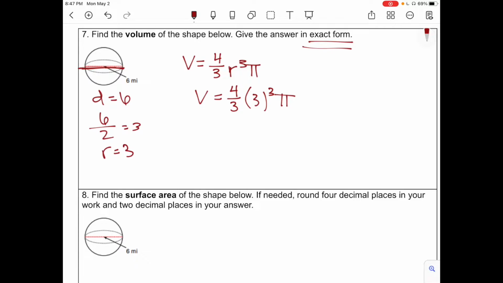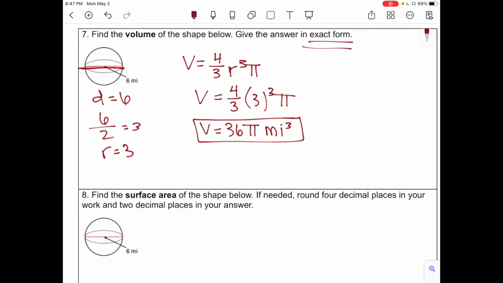Since it says exact, that means I'm not able to put pi in the calculator, because if I do, I have to round, because pi would be a rounded number because it does not end. So we're going to say, okay, 4/3 times 3 cubed, and then we leave out pi, so we get 36, and then because we left out pi, we have to write it at the end. So 36 pi miles cubed.